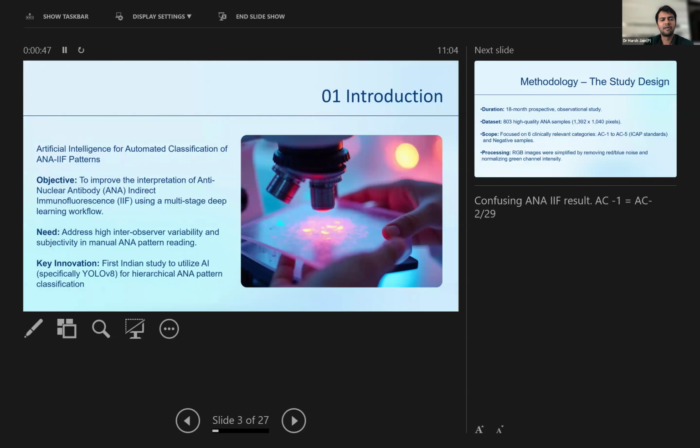So we know that we have been following ICAP for a while to classify ANA patterns. So why we did this study was that we wanted to improve the interpretation of ANA and we wanted to see how AI does, and we wanted to correlate how our accuracy was compared to the AI.